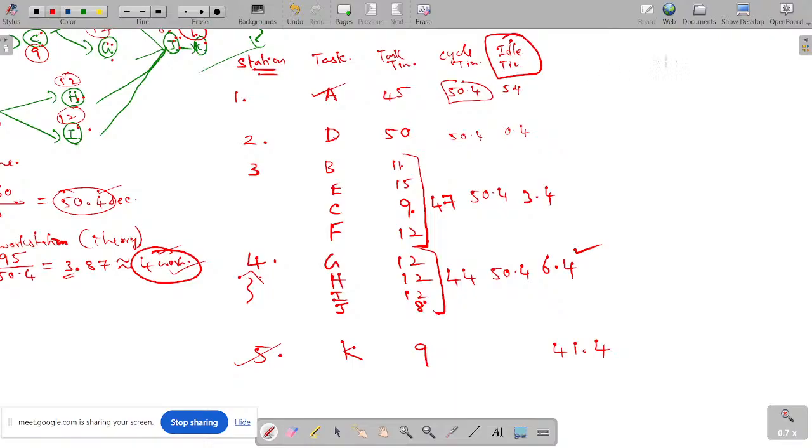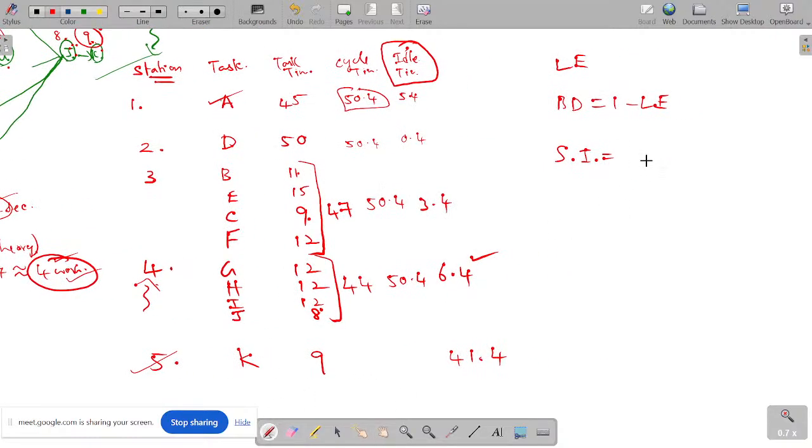Okay, so what are we finding here? We'll find line efficiency, balance delay. What's balance delay? 1 minus line efficiency, and the smoothness index, SI. Let me go for the smoothness index. What is the smoothness index? Root of summation E square. The E is the idle time. So you have to sum up all the values: 5.4 square plus 0.4 square plus 3.4 square, or you can have here itself E square.